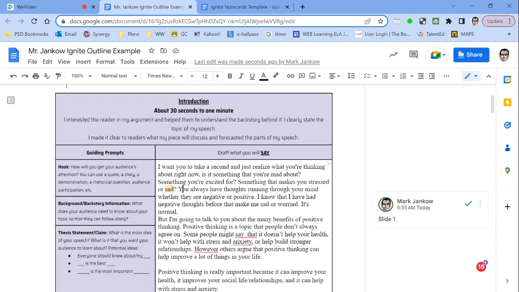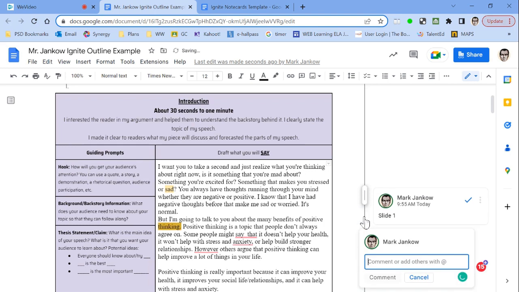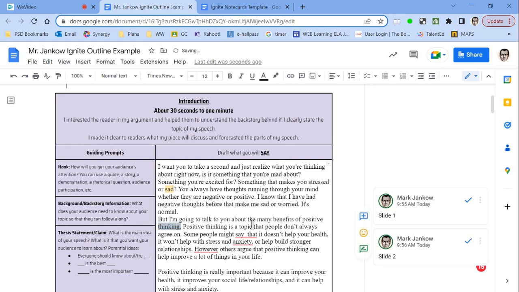Positive thinking is a topic that, okay, so it stopped there. And since I was in the middle of the sentence, I'm going to go back to here to the word thinking. And that's where I'm going to have my second slide end, is slide 2. And so I'll put slide 2 in a comment, and there we go.